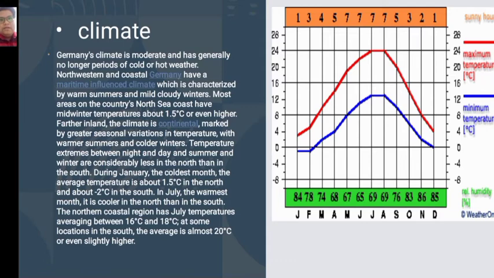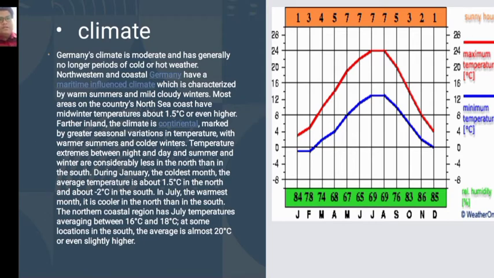Further inland, the climate is continental, marked by greater seasonal variance in temperature. Extremes between night and day, and summer and winter, are considerably less in the north than in the south. During January, the coldest month, the average temperature is about 1.5 Celsius in the north and about negative 2 Celsius in the south. In July, the warmest month, it is cooler in the north than in the south.